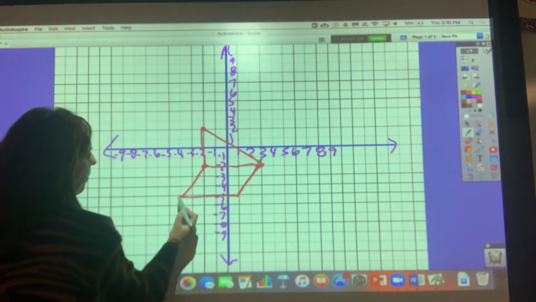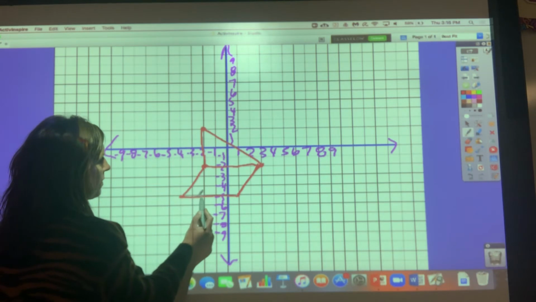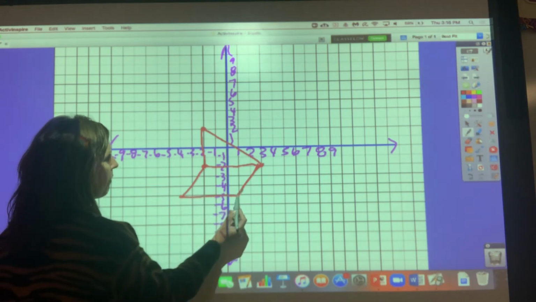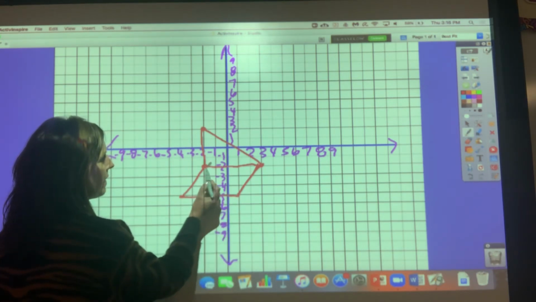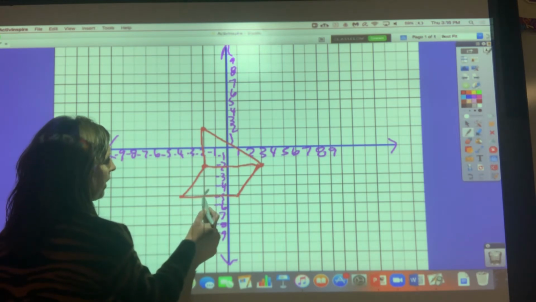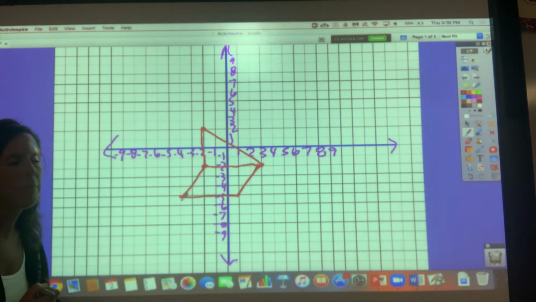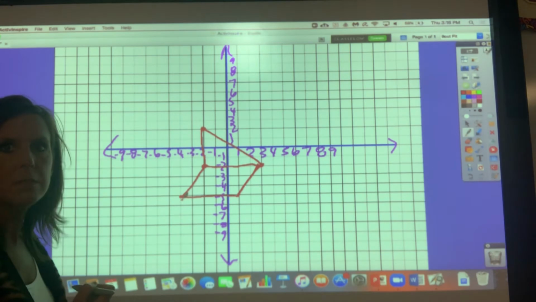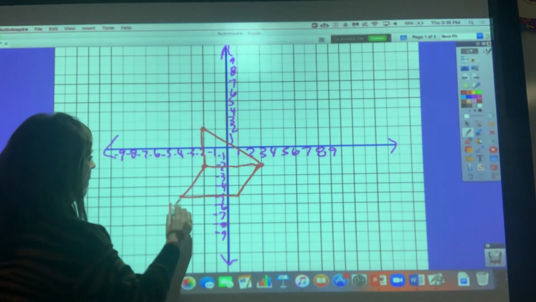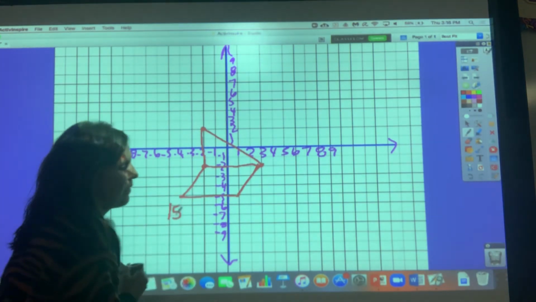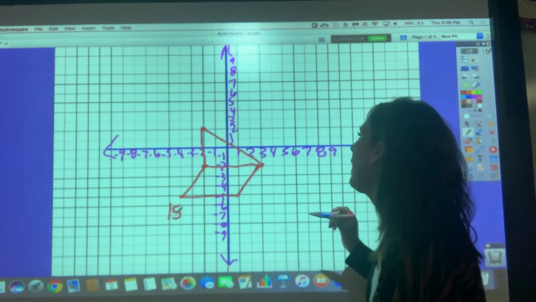So then we just need to count our base and height. Okay, so the base of our parallelogram is 1, 2, 3, 4, 5. Okay, and our height is 1, 2, 3. So 5 and 3 for our base and height, and we know its area equals base times height. So we're going to get 15 units squared for the bottom.